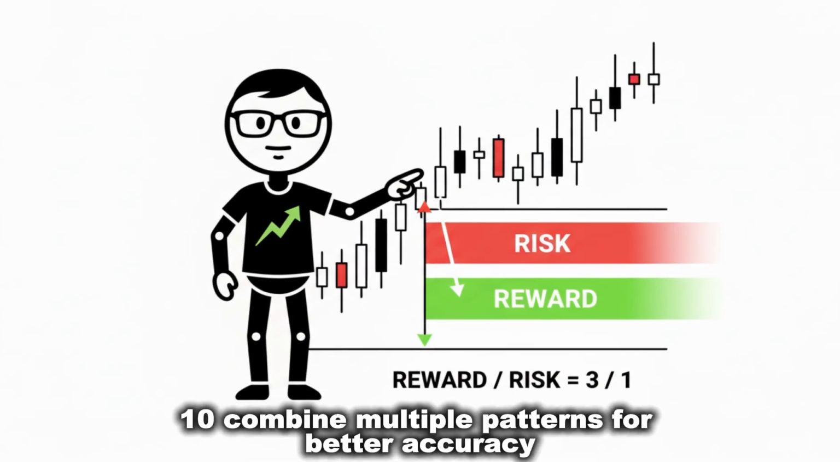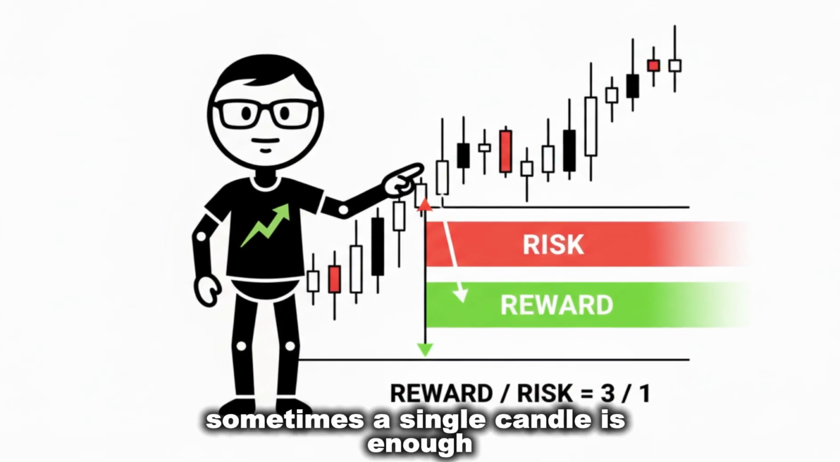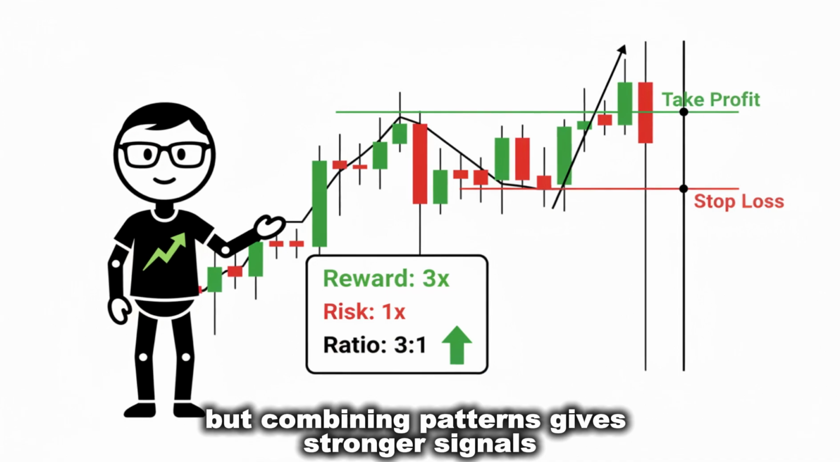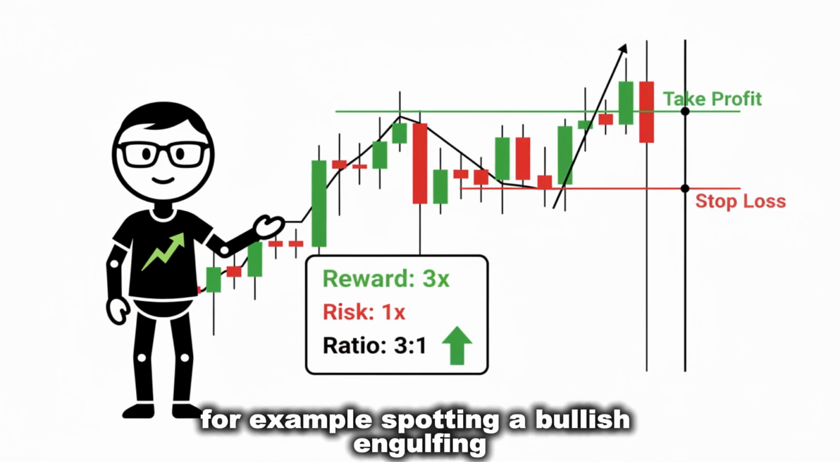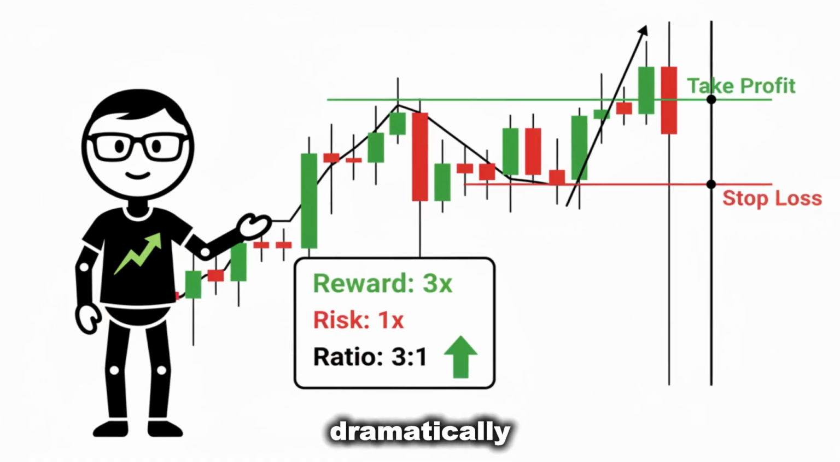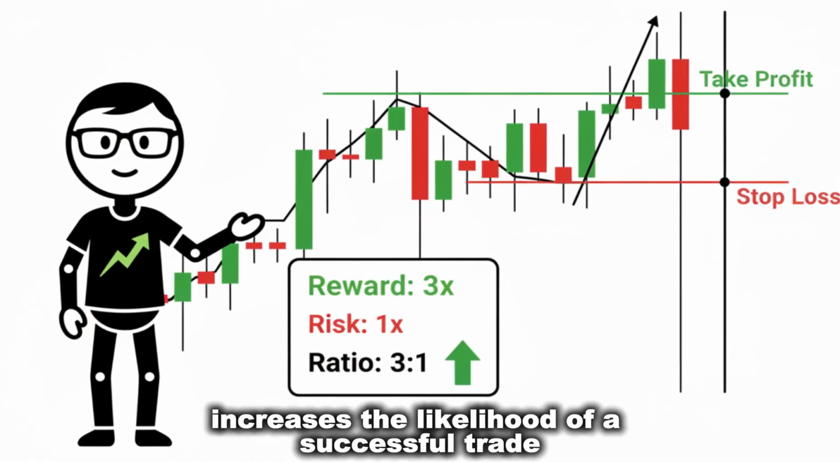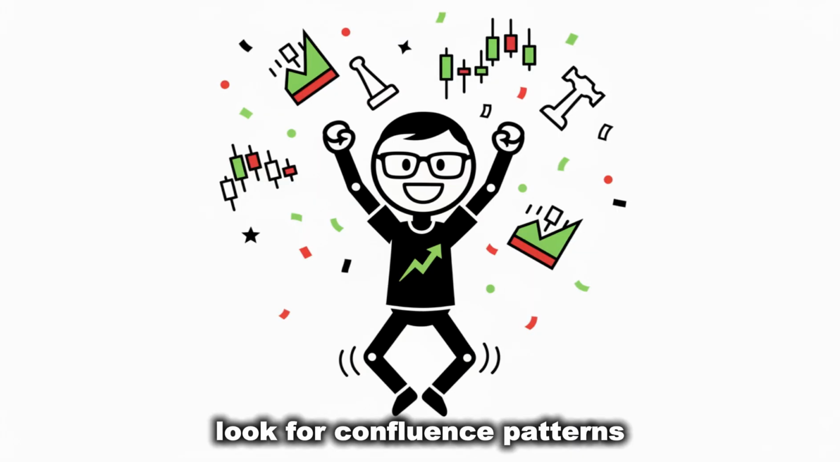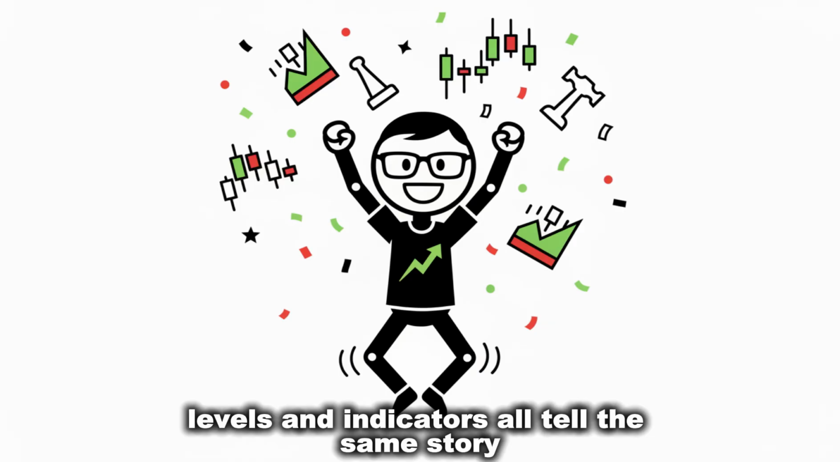10. Combine multiple patterns for better accuracy. Sometimes a single candle is enough, but combining patterns gives stronger signals. For example, spotting a bullish engulfing followed by a morning star near support dramatically increases the likelihood of a successful trade. Look for confluence, where patterns, levels, and indicators all tell the same story.